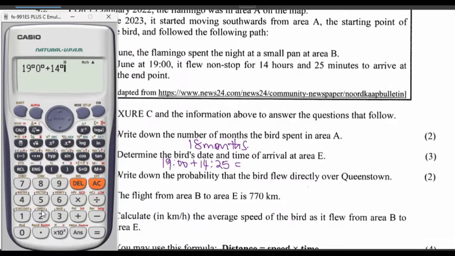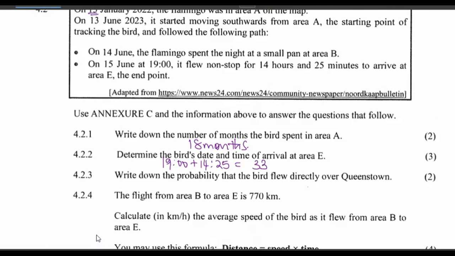Plus 14, 25. So it arrived at 33:25. So after 33 hours 25. So this is weird. It's not the time that we are looking for. What do we do? We subtract 24 hours to get the time that we are dealing with now.